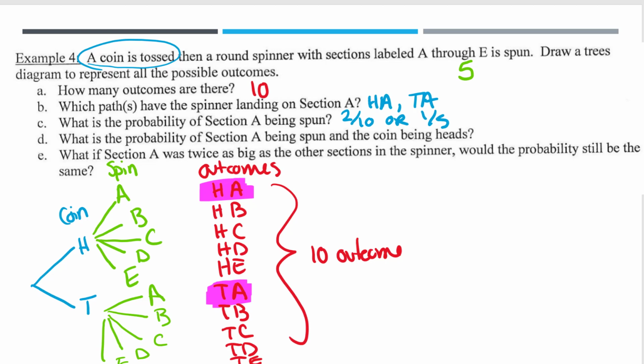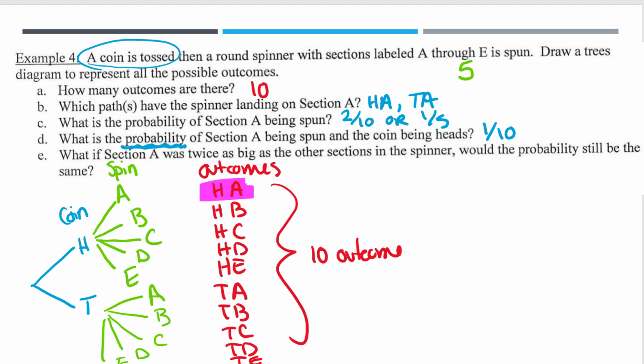What is the probability of section A being spun and the coin being heads? So the only thing that we do is we get rid of the one that has tails in A. So this would be 1 out of 10. And the reason why we're putting it out of that total number of outcomes is because that word probability is in there.